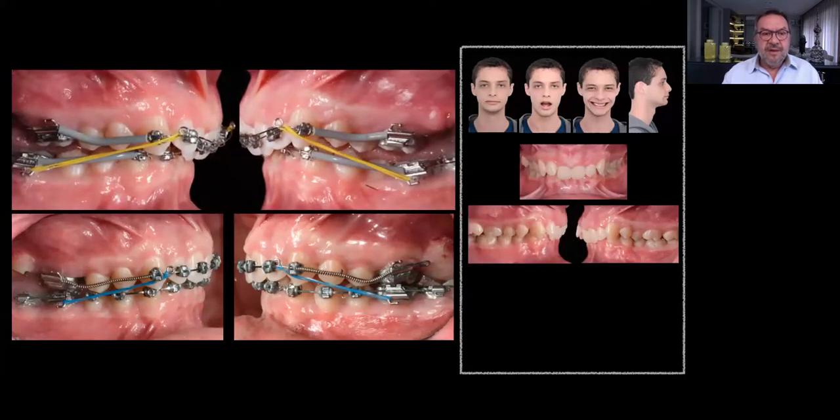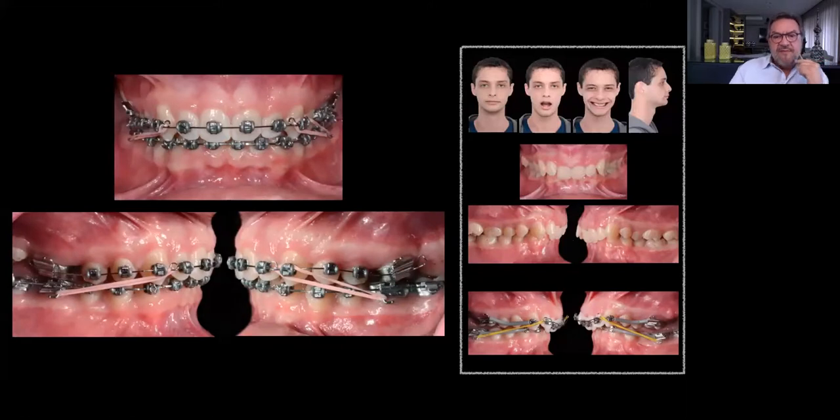So comparing here, can you see we did not use any kind of rectangular arch wire? And you can see that the upper incisors torque is much better. It's much better without using any kind of rectangular arch wire. Everything is because of the posterior anchorage bend.